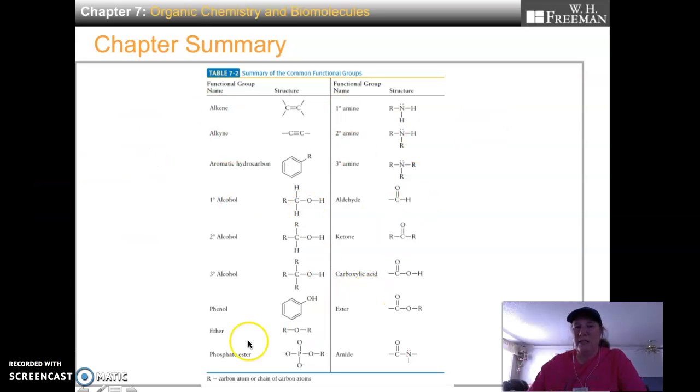And again, this summary you'll see in there. But I have a little cheat sheet for you. It'll probably work better than just looking at this. Okay, all right, so we are done with chapter 7 as far as the notes are concerned.